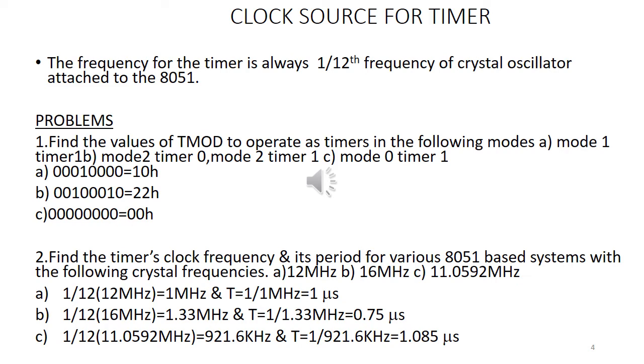Last one is mode 0 and timer 1. Timer 1 means you are going to make use of the upper 4 bits. Mode 0 means the D4 bit should be equal to 0. The equivalent of this in hexadecimal is 00H. Next we'll see the second problem.